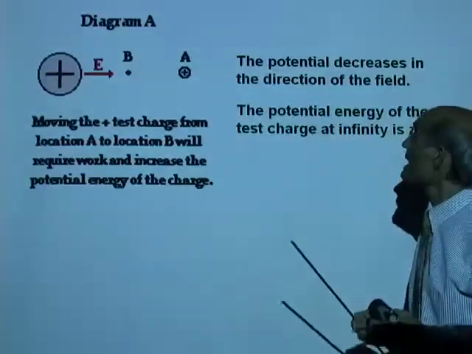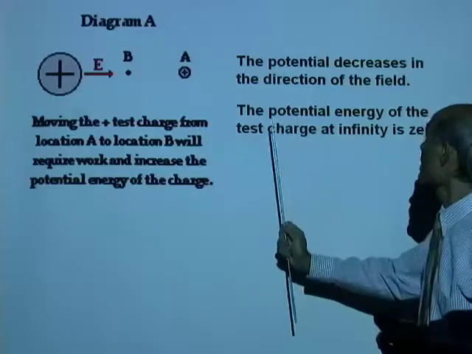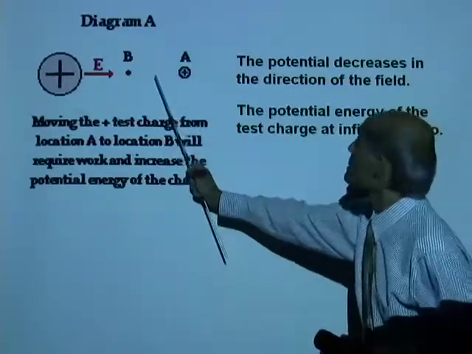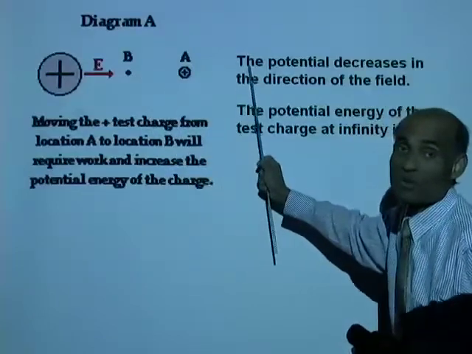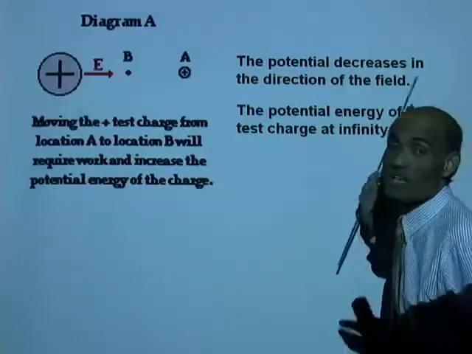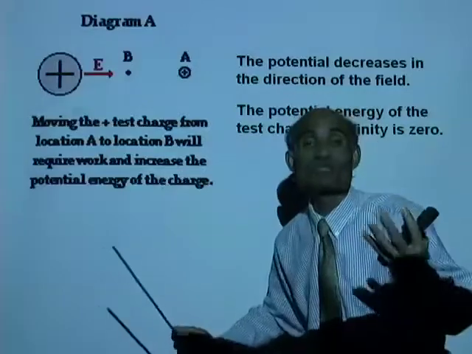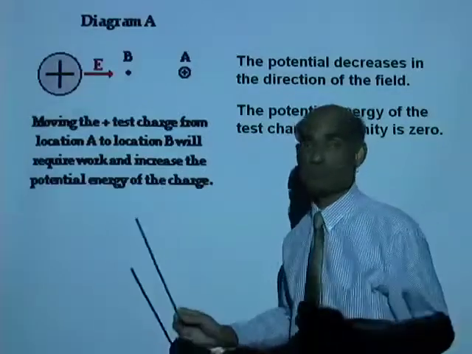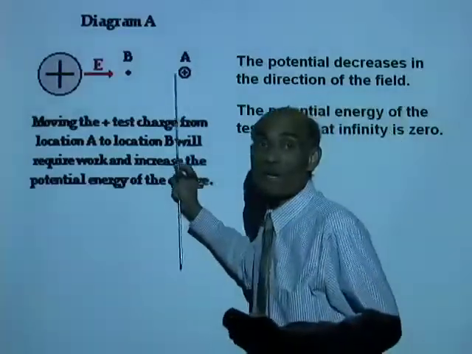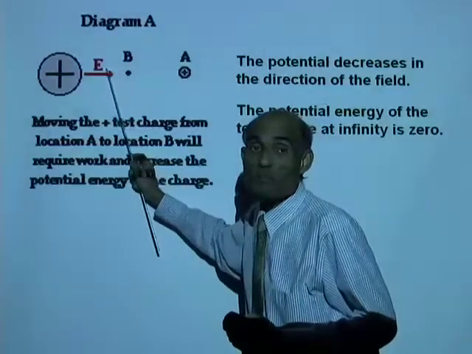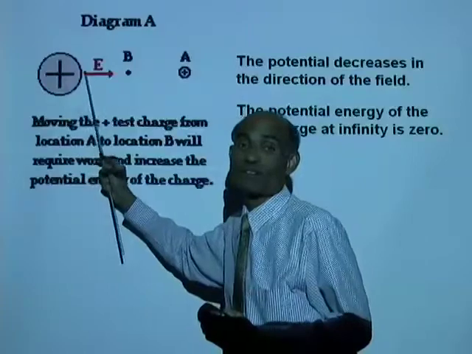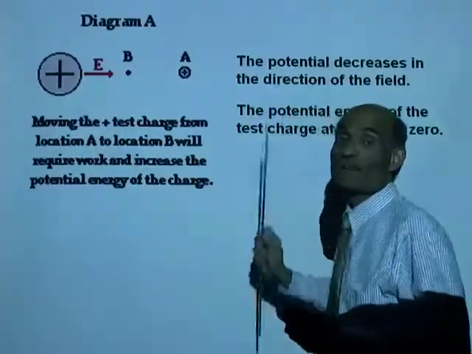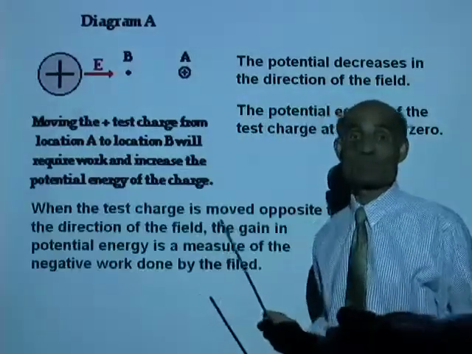The potential energy of a test charge at infinity will be zero. If you leave the test charge, it will go all the way to infinity where its potential energy will be zero. So we will assume that the potential energy is maximum near the positive charge. And as you go away, the potential decreases.